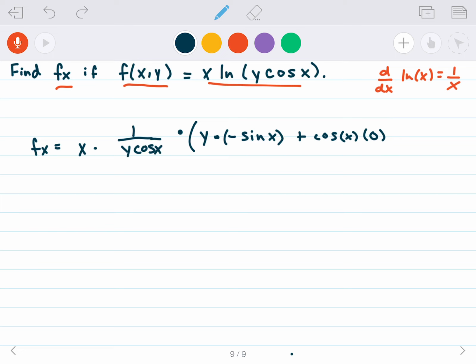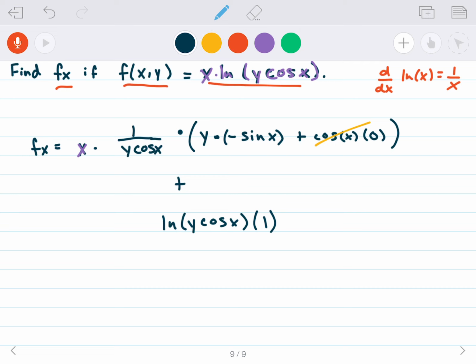Okay, so we're doing the product rule between x times ln of y cosine x. So the first factor is x, the second one is ln y cosine x. So keep the first times the derivative of the second. This whole thing is the derivative of ln y cosine x. Okay, so keep the first times the derivative of the second, plus, now you keep the second, ln of y cosine x, times the derivative of the first. Well, the derivative of x is just 1. And then we can clean it up a little bit. So, let's do that. This goes to 0.